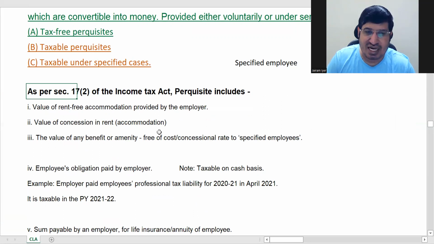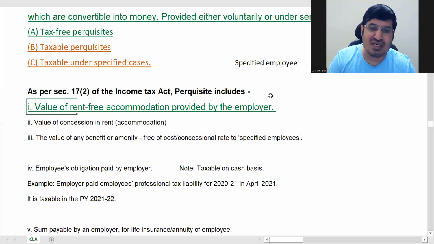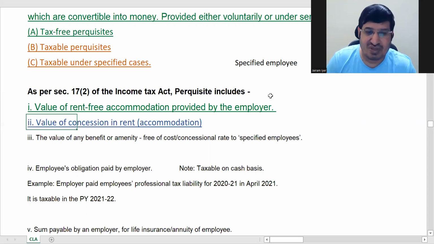Perquisites as per the Income Tax Act, section 17(2), gives an inclusive definition of perquisites. What are the things which are perquisites? It's not exhaustive, there can be more than this also. That's why it says perquisite includes. So one is value of rent-free accommodation provided by the employer. If your employer has provided you with rent-free or concessional accommodation, it will be a perquisite for you.